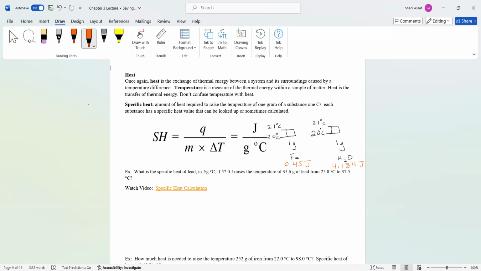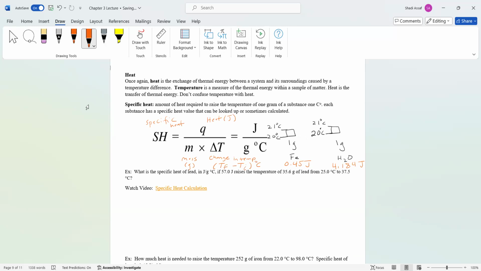We have SH, which is the specific heat, and its unit is joules per gram Celsius. It could be calories per gram Celsius. Heat is Q. Its unit is joules. M is mass. Its unit is grams. And then delta T is the change in temperature, which is T final minus T initial. And that's, of course, in Celsius.